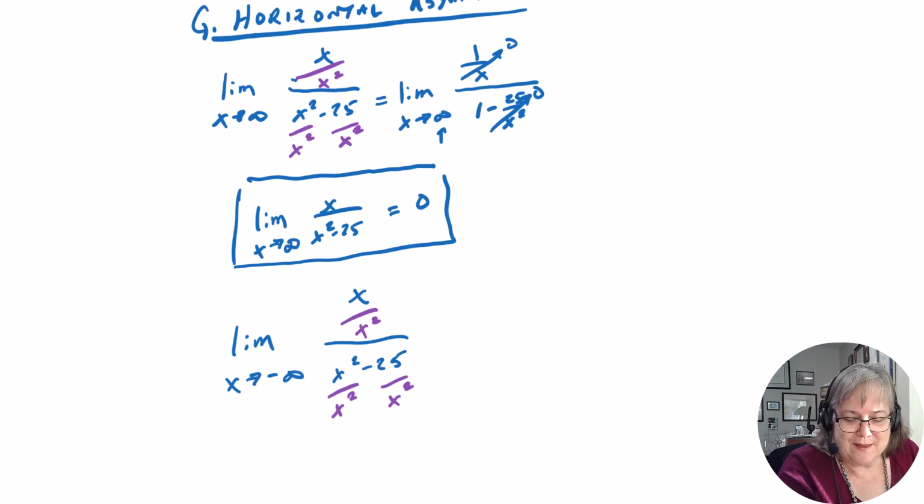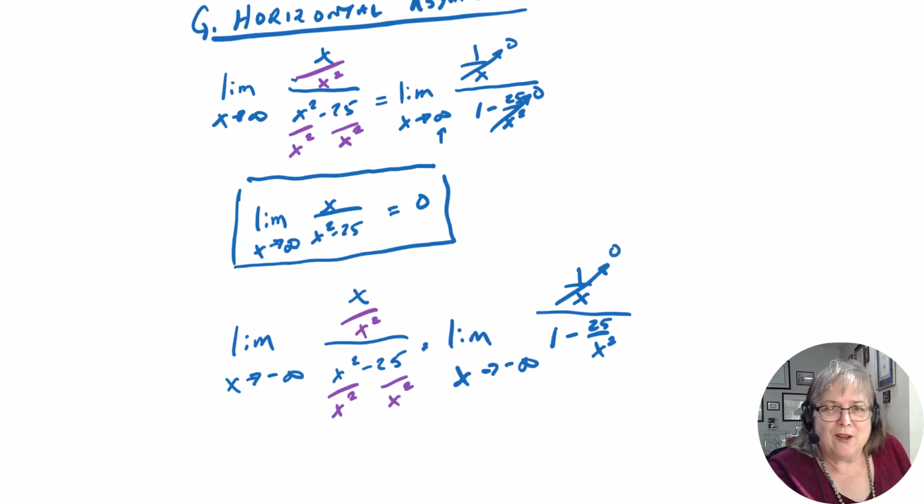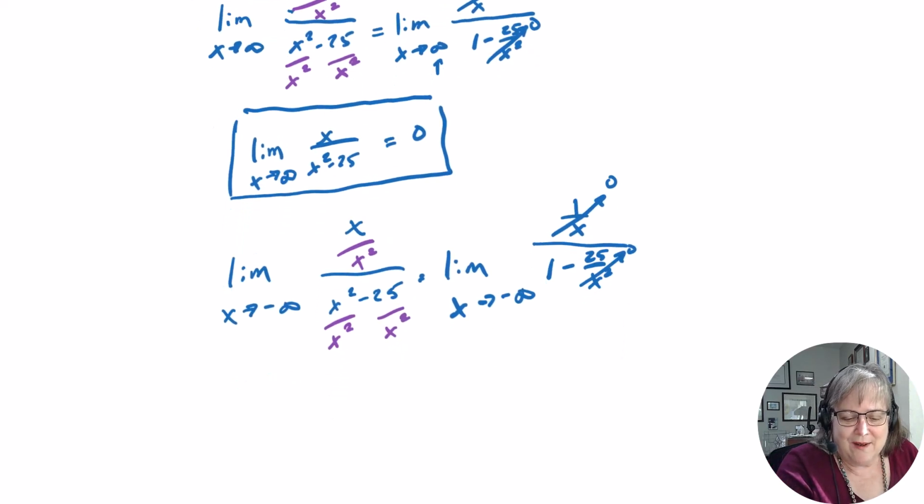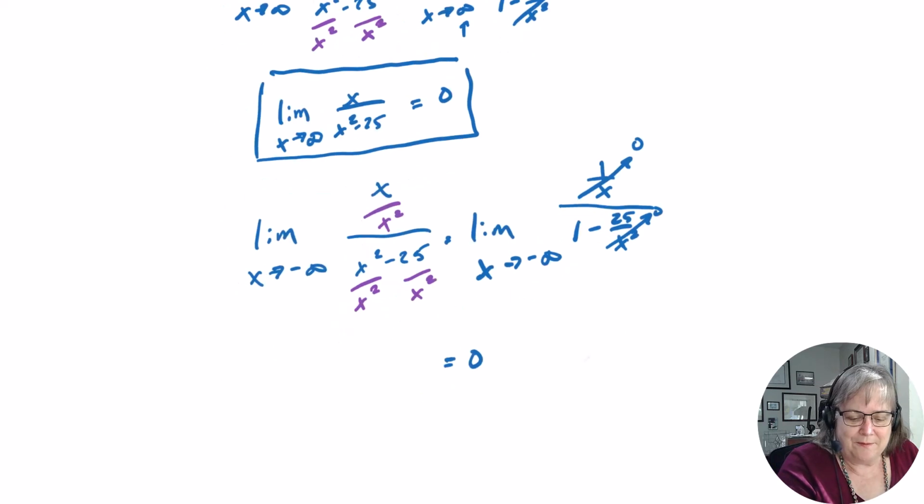So this turns out to be the limit as x goes to negative infinity of 1 over x over 1, because x squared over x squared is 1, minus 25 over x squared. And even if this is going off to negative infinity, the 1 over a huge negative number is still 0, because 0 is kind of neutral. This goes to 0, so 0 over anything is 0.